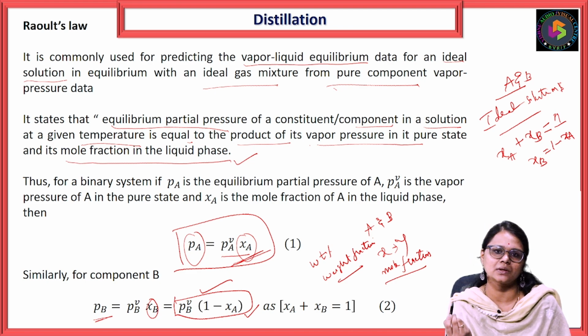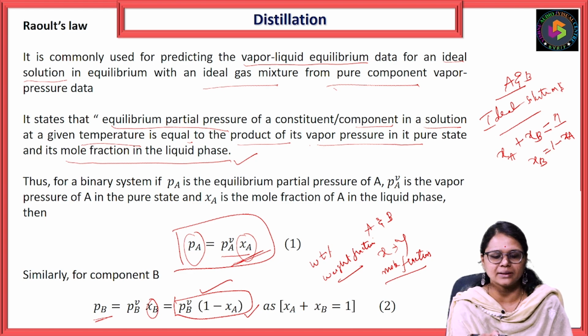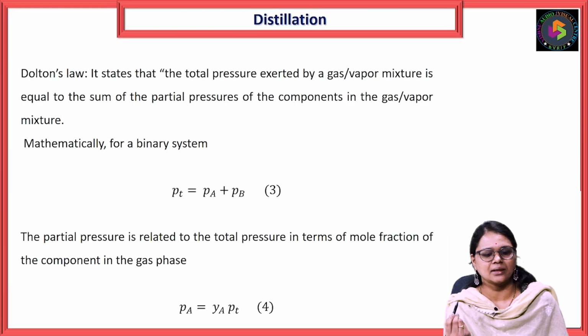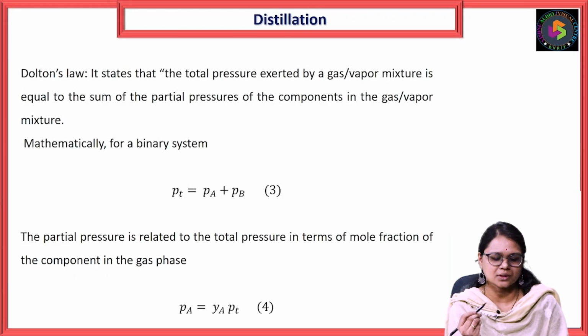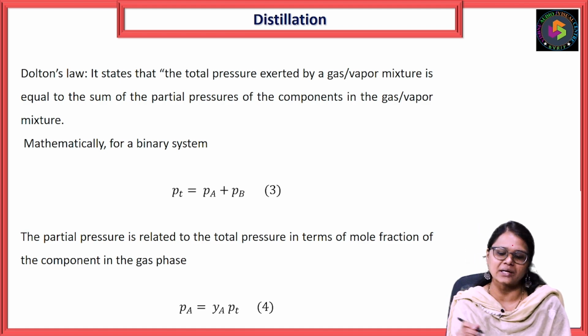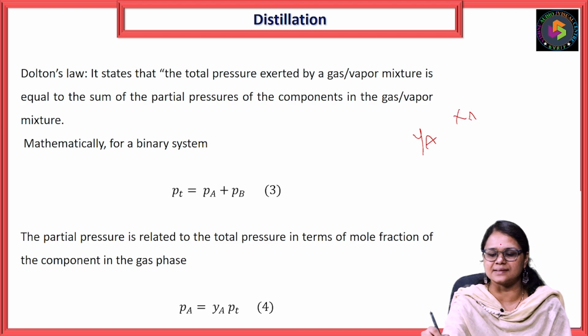Depending on the system and the number of components, you can derive this Raoult's law accordingly. Next, consider another formula. Rather than knowing the component mole fraction in the liquid phase, suppose I know the component mole fraction in the vapor phase. I know YA rather than XA. Then which formula can I use?